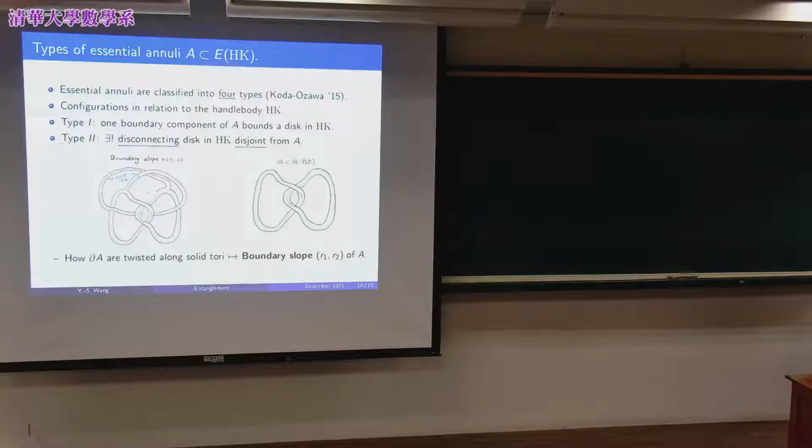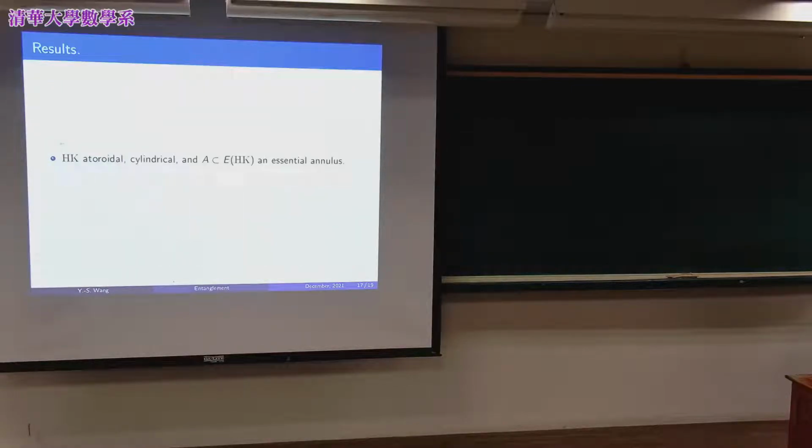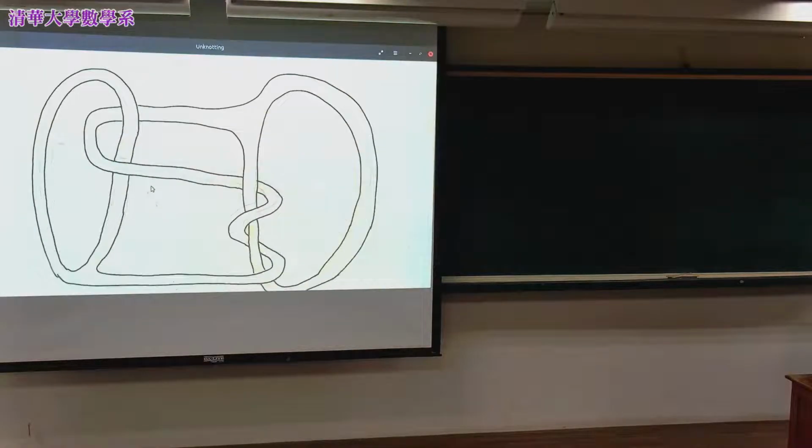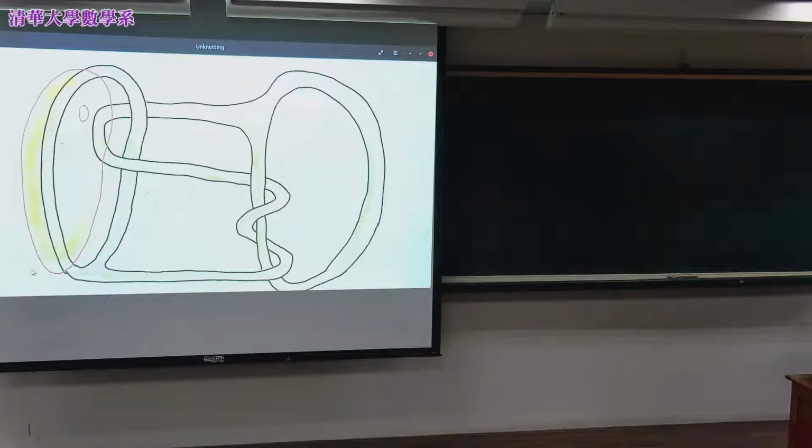And with this in mind, I can show you some of the results. The first one is that if A is unique, unknotting and of type 1, remember type 1 is one that has exactly one component bounding a disk in the handle body, then the symmetry group is trivial. But I didn't tell you what unknotting is. Let me just show you an animation, and then you see what unknotting is.